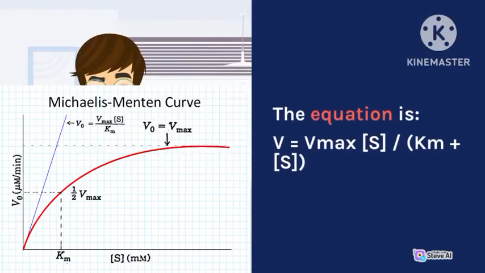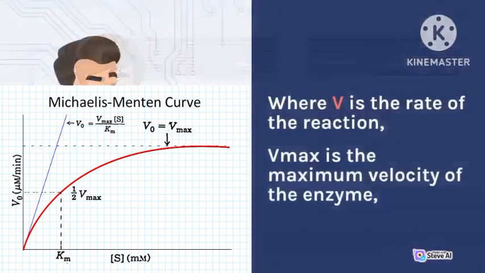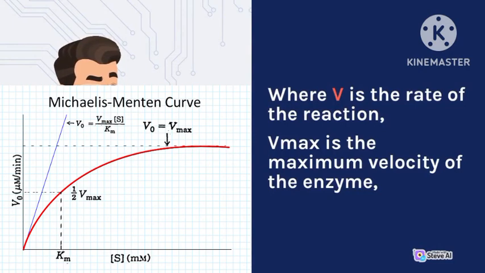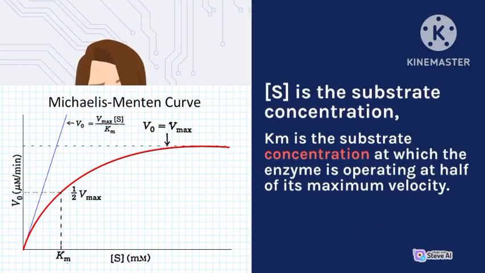The equation is V equals Vmax times [S] divided by Km plus [S], where V is the rate of the reaction. Vmax is the maximum velocity of the enzyme. S is the substrate concentration. Km is the substrate concentration at which the enzyme is operating at half of its maximum velocity.